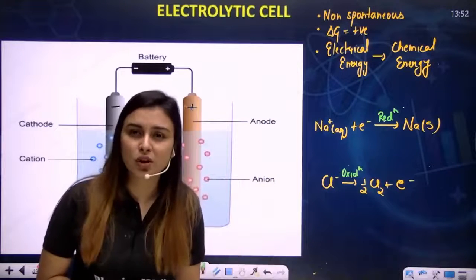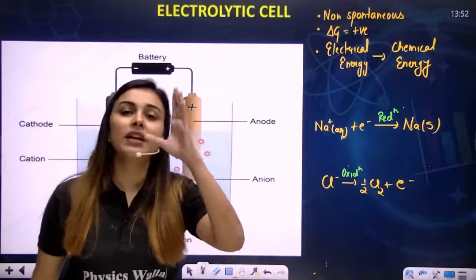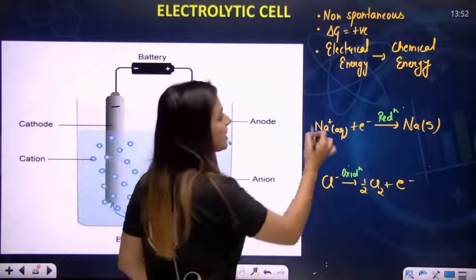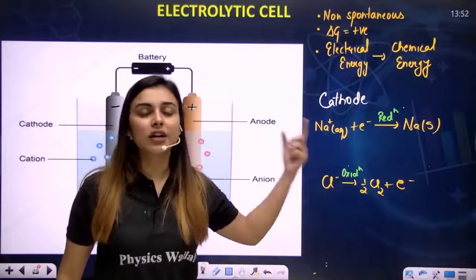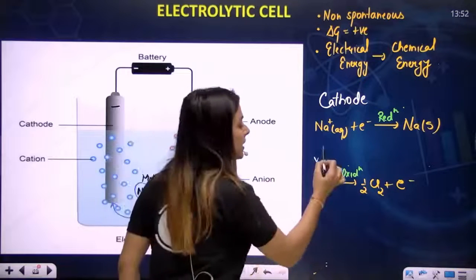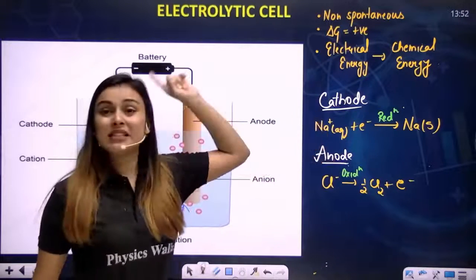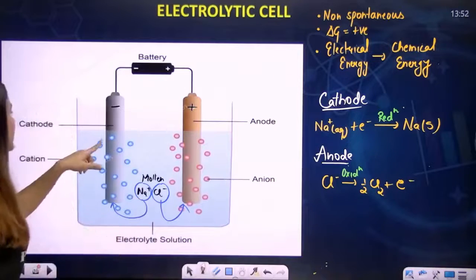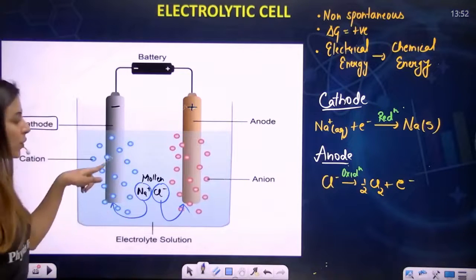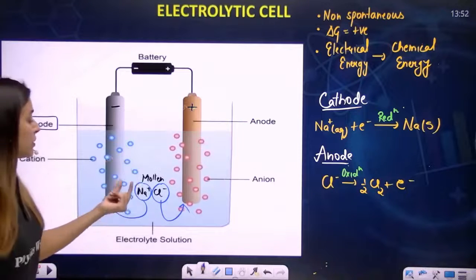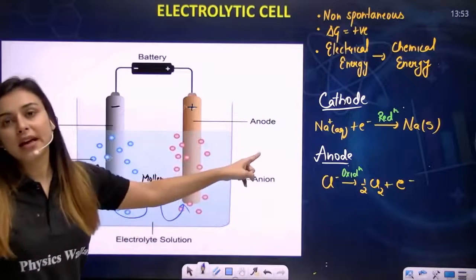Now let's talk about the electrodes. I know that reduction is gain of electron and it always takes place at cathode. And I know that oxidation is loss of electron and oxidation always takes place at anode. So this is anode. Now we can see which is cathode and which is anode. Where your Na plus is going, that is your cathode, because it is gaining an electron there. Cl minus is losing an electron on this electrode. So this is your anode.